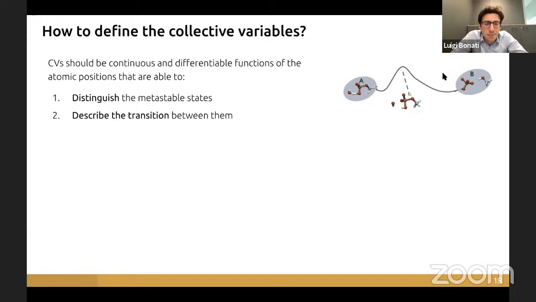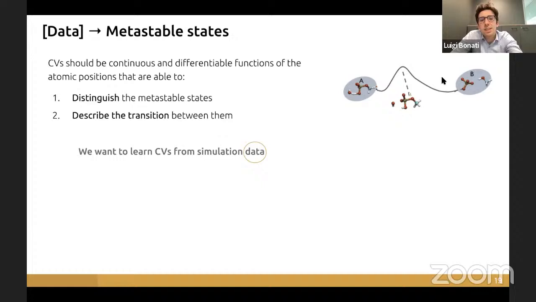And we said we want to learn these collective variables directly from the simulation data. So the question is, which data are available? Which data can we use? Typically, let's imagine we want to study a new system. We won't know anything about the transition from one state to the other. In many cases, however, the information that we have is what the metastable states we are interested in are.